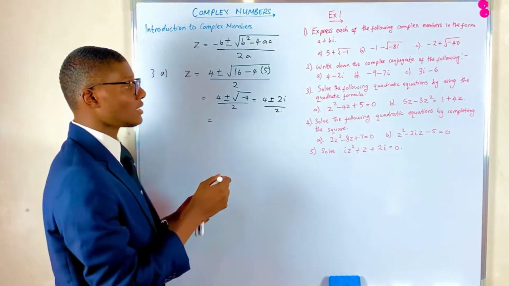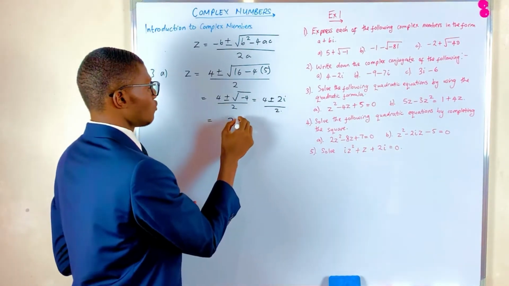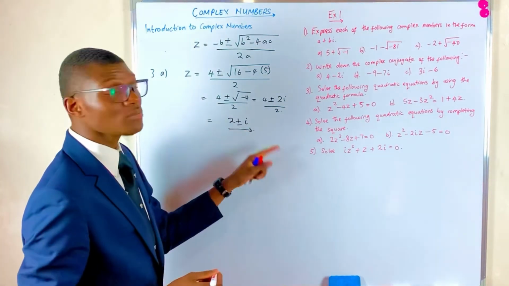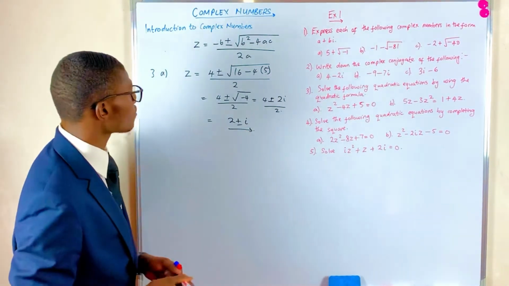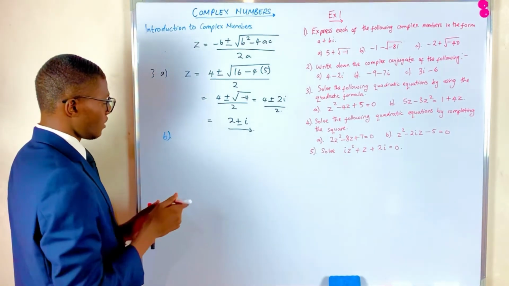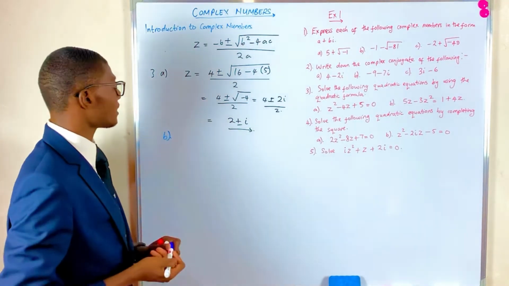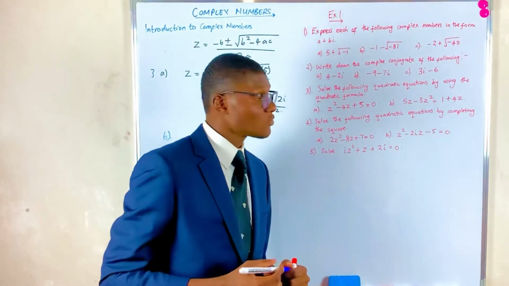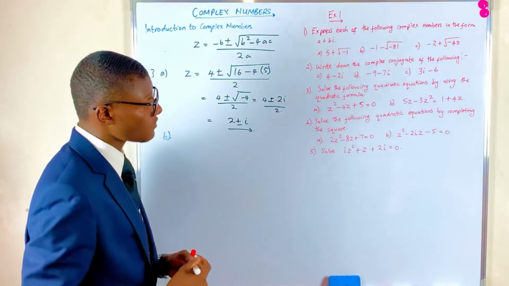So our answer would be 2 plus or minus i, right? So we either have 2 plus i or 2 minus i as the solution. Then for part B, we've got 5z minus 3z squared is equal to 1 plus 4z.